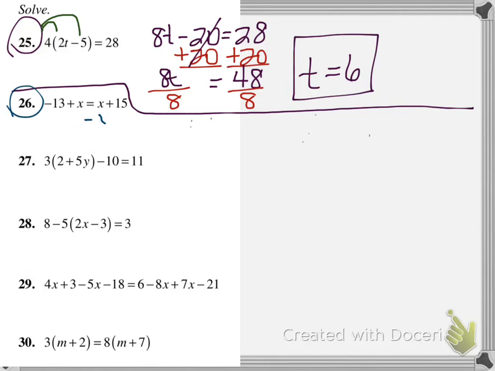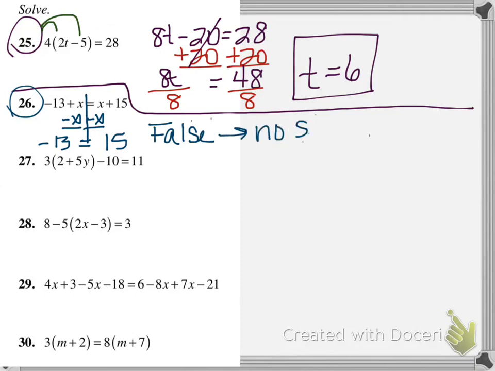Actually, let me draw my line. So subtract x, that's going to leave me negative 13. My x is 0 on the other side too. Well, that's new. And I get this. So all of my x's are gone, and I'm left with negative 13 equals 15, which is a false statement. That means that there is no solution to this equation.